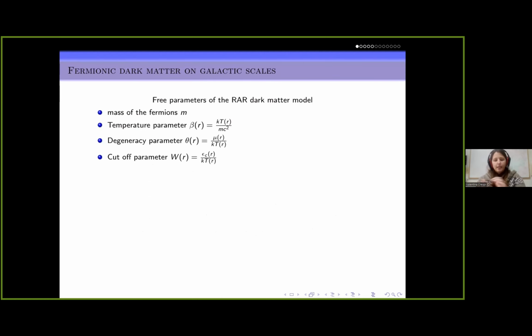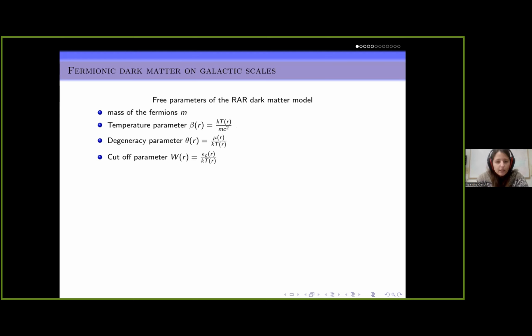These dark matter halos, composed of uncharged fermions, form from a maximization of the entropy principle, in which one can find a distribution function, as Carlos talked about earlier. In this model, we have 4 free parameters, which are the mass of the fermions and 3 dimensionless parameters. First, we have the temperature parameter. Theta is the degeneracy parameter, where mu is the chemical potential, and a cutoff parameter, where epsilon_c is the cutoff kinetic energy.